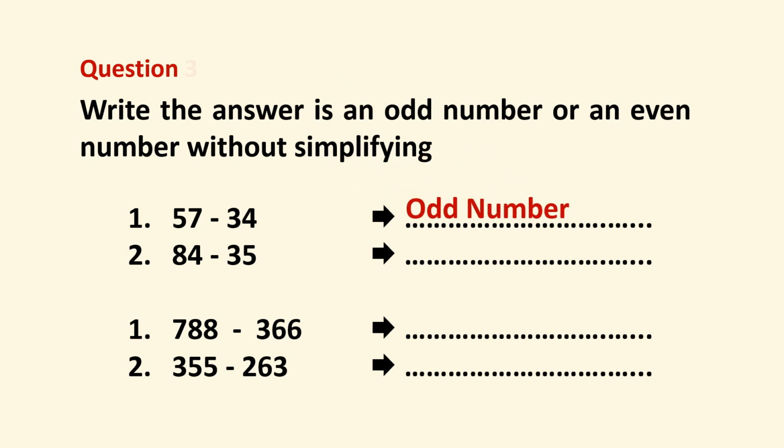Second one, 84 minus 35. So 84 is an even number, 35 is an odd number. So it's like even number minus odd number. What did we get last time? We got it as an odd number. Therefore, even number minus odd number, the result should be an odd number. Next.